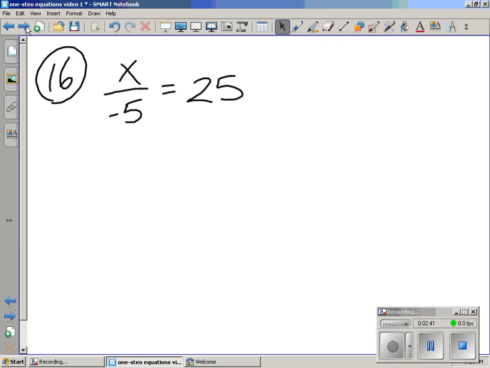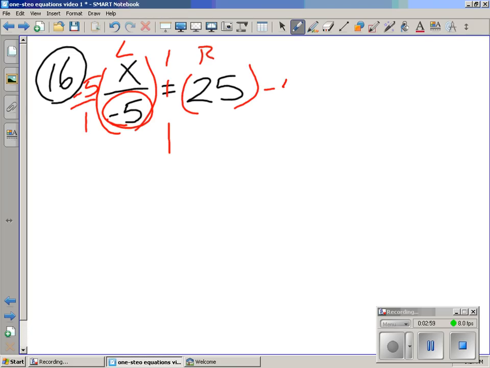Number 16. The variable's on the left side this time, and the x and the -5, which is the problem number, are separated by division. The inverse of division is multiplication. On the left side, I multiply by -5/1. On the right side, I'm just going to multiply by -5.